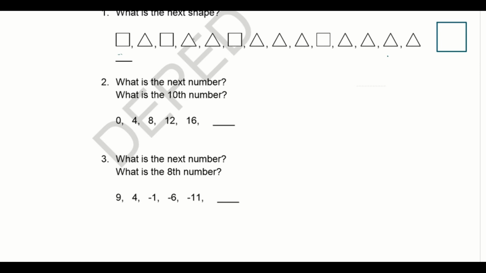In the series 0, 4, 8, 12, 16, we have to determine our next number. Notice that from 0 to 4, we just add 4 to 0 to get number 4, which is our second number. If we add another 4 to 4, we get our third number, which is 8. Next, 8 plus 4, we get 12. 12 plus 4, we get 16. So to determine our next number, our sixth number, add 4 to 16, giving us 20.